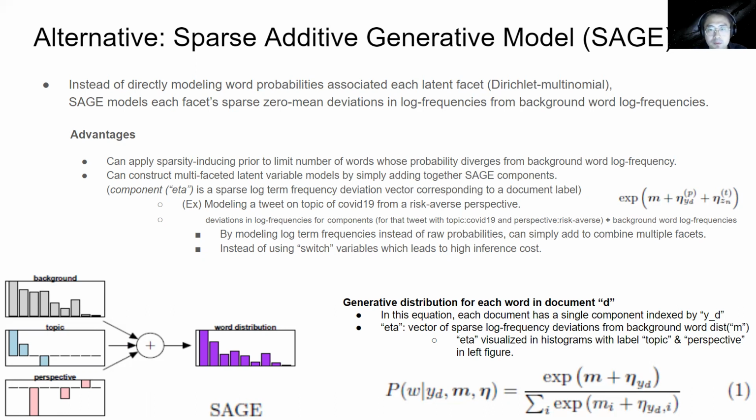Which means that instead of using some switch variable to make a one-to-one correspondence between some kind of bar and some kind of bar in the destination, we don't have to do that. We can just add the log frequencies across the background distribution, facet 1, which is topic here, and facet 2, perspective here. But we can also keep them sparse with zero mean. We can control that because first of all, they are deviations, and sparsity, as we discussed, has an effect of controlling for overfitting. So that's the idea.